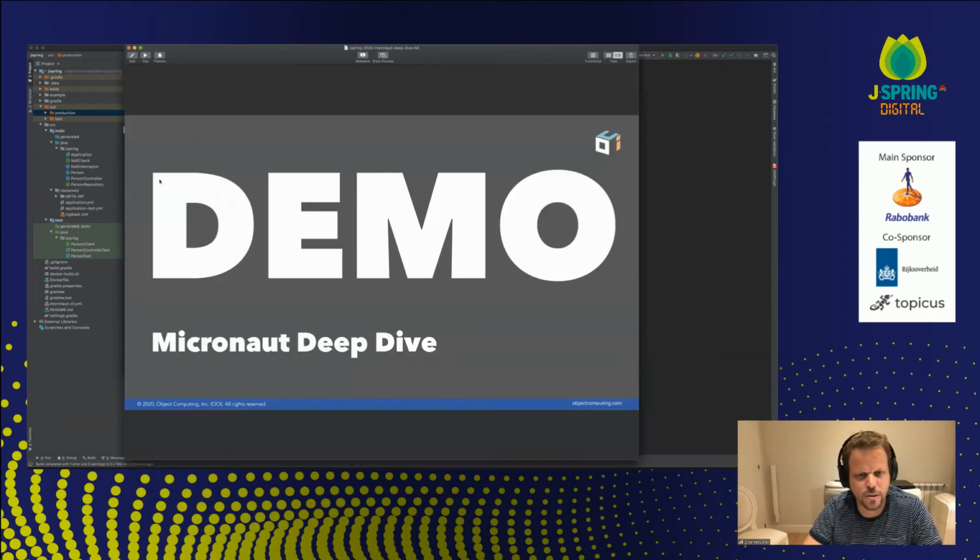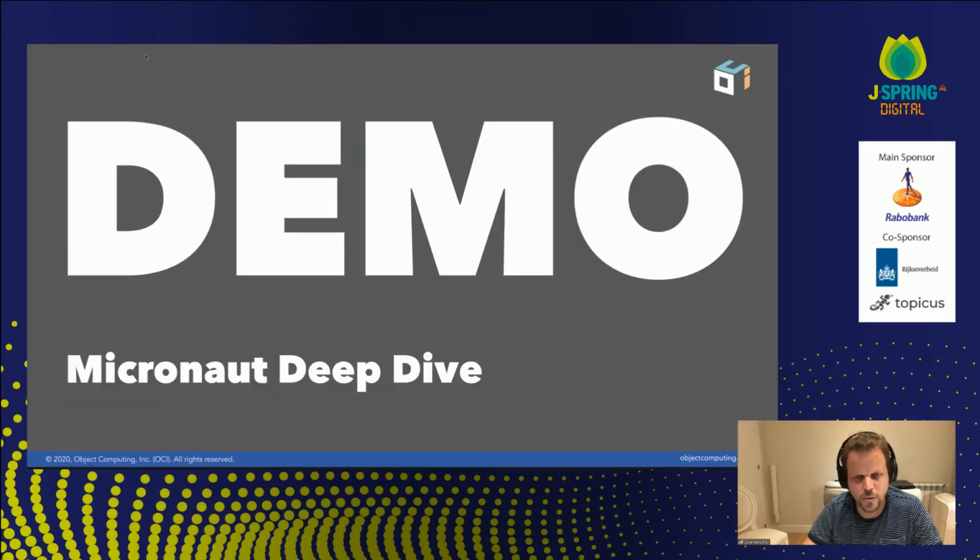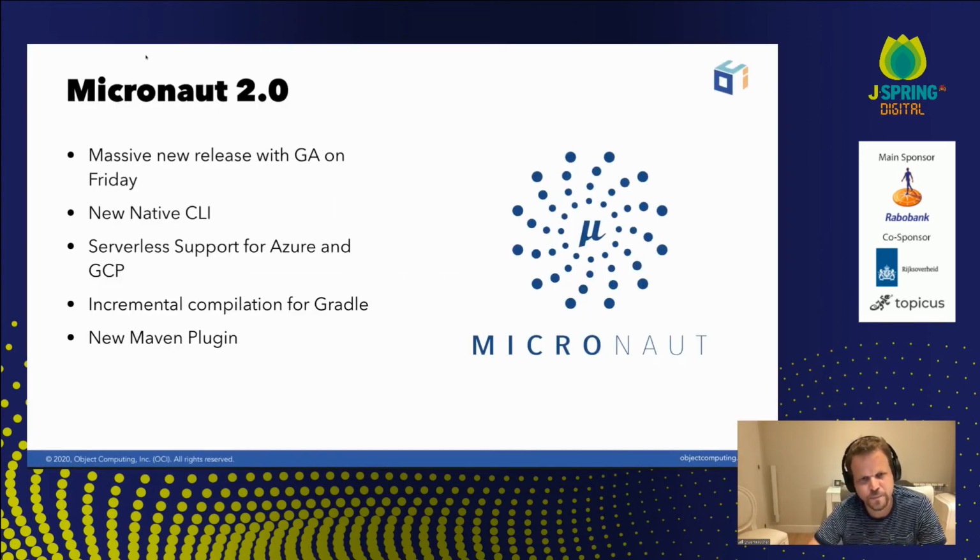Now, this is going to take some time, producing a native image is not the fastest right now. So I'm going to switch over to my slides so that we have time for Q&A and so forth, and talk a little bit about Micronaut 2, which is coming out tomorrow, and is a massive new release of Micronaut, which includes so many new features. It's got a brand new native GraalVM compiled command line interface. We have serverless support for Azure and Google Cloud Function.